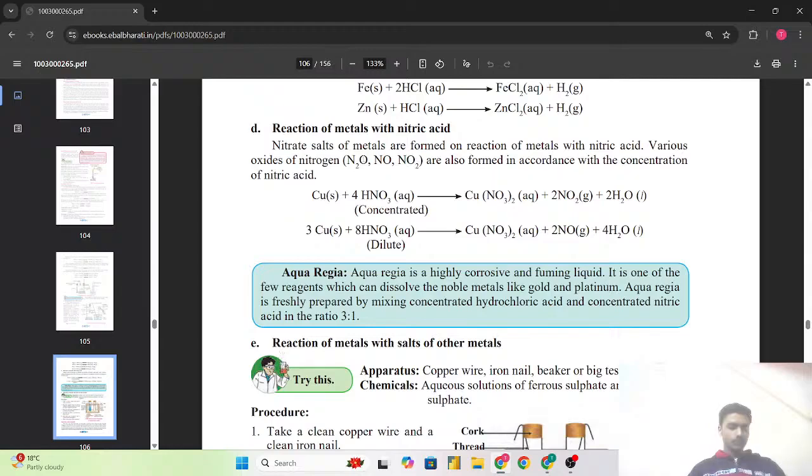और जब metals की reaction nitric acid के साथ की जाती है, so various oxides of the nitrogen N2O, NO, NO2 are formed in accordance with the concentration of the nitric acid.